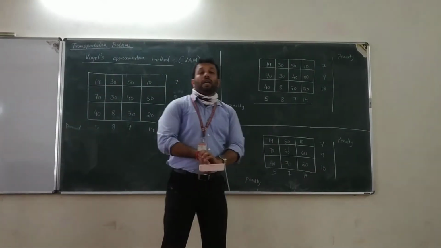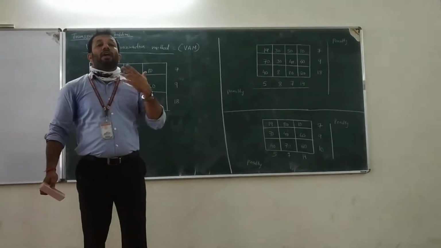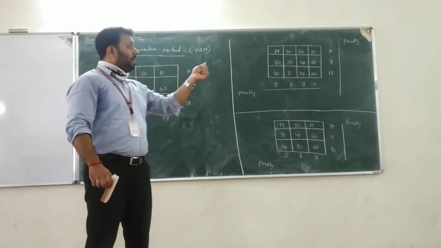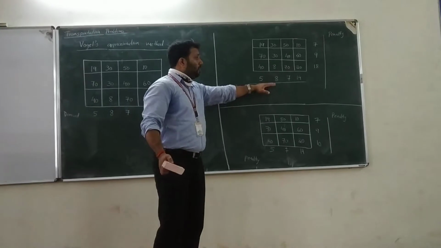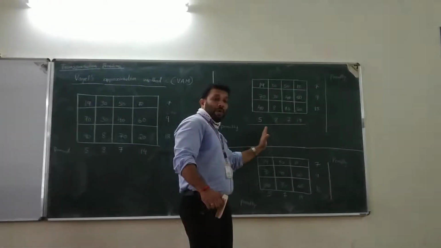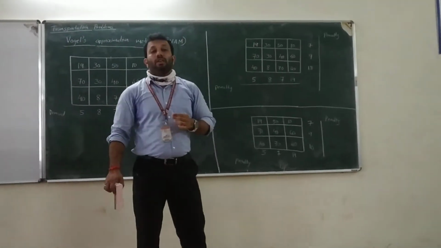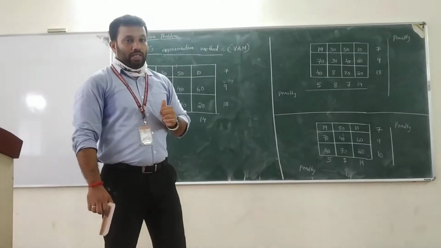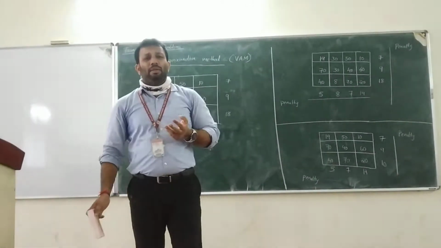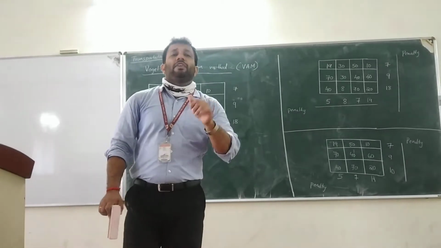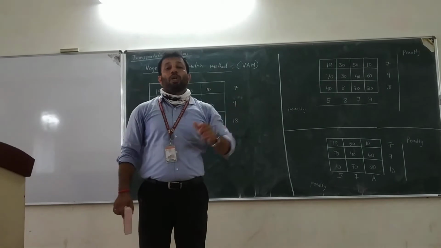So how to calculate the penalty? Since we are calculating the penalties and then selecting the maximum penalty out of all of them, in the maximum penalty position, either the row or the column, whichever has the minimum cost, that position we are going to select for the allocation. So let us find the penalty. The penalty is nothing but the difference between the minimum cost and the very next cost in that particular row or column.